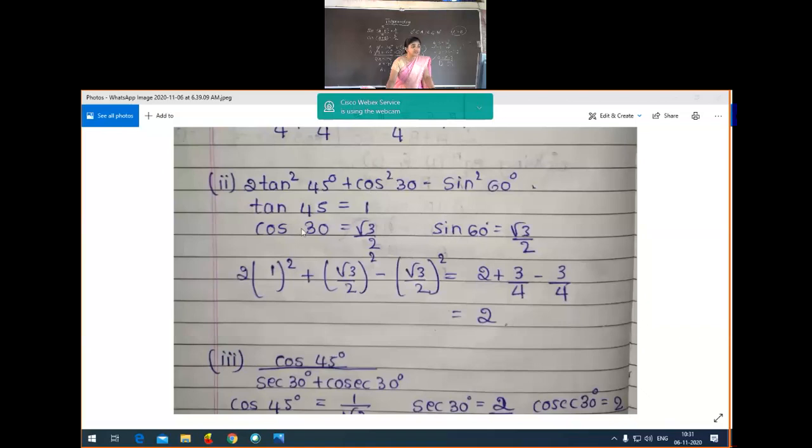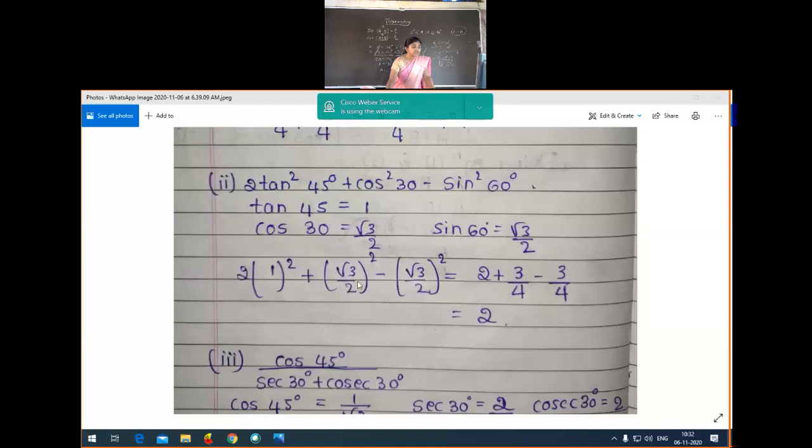Cos 30 is root 3 by 2. Here we have to substitute cos square 30, that's why root 3 by 2 whole square. Minus sin square 60. Sin 60 value is root 3 by 2, so therefore sin square 60 is root 3 by 2 whole square. Now simplification step. 2 into 1 square is 2 only.